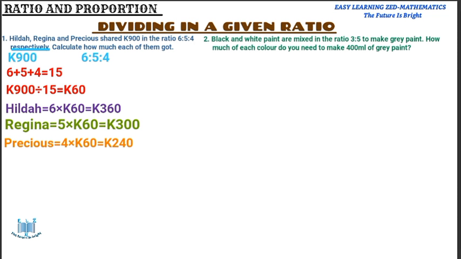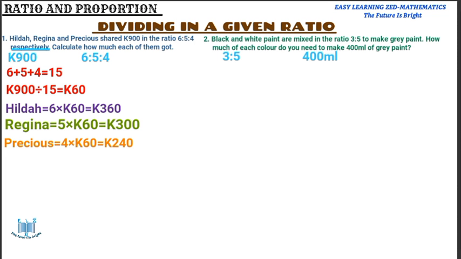Black and white paints are mixed in the ratio 3:5 to make gray paint. How much of each color do you need to make 400 mils of gray paint? Okay, so that was the question. So what are we given in this statement? We are given the ratio, which is 3:5, as well as the amount of gray paint that will be made, which is 400 mils.